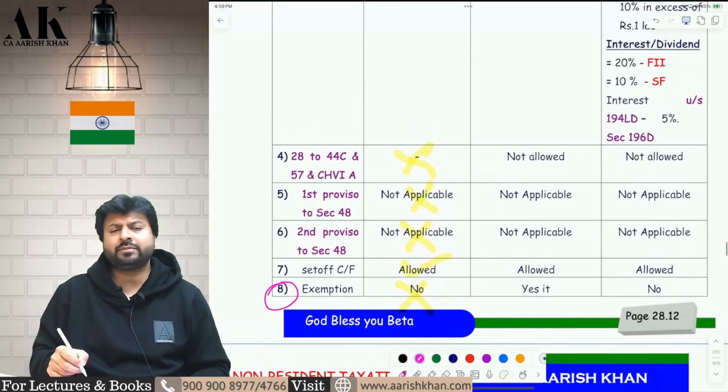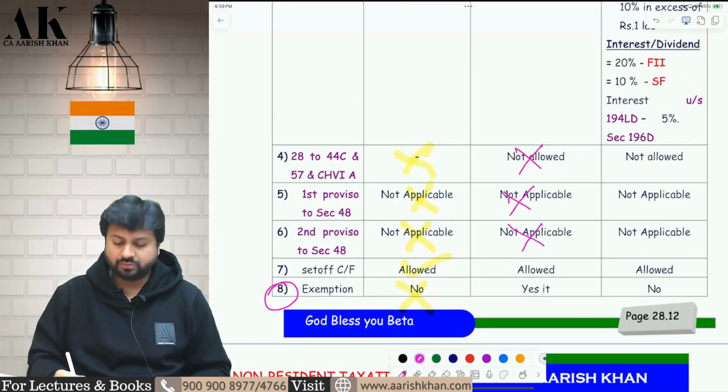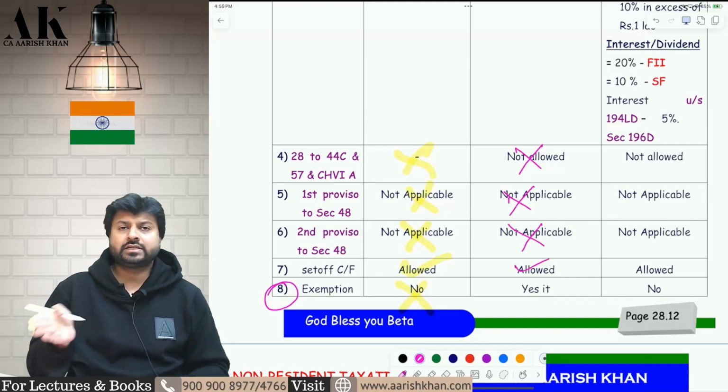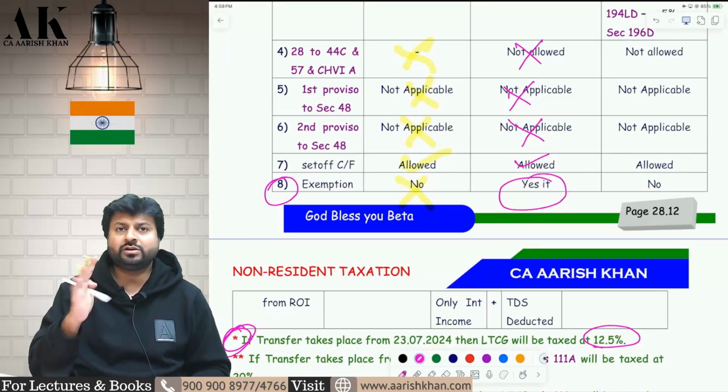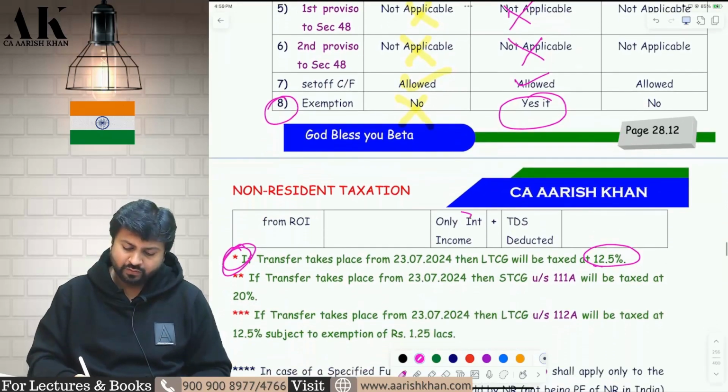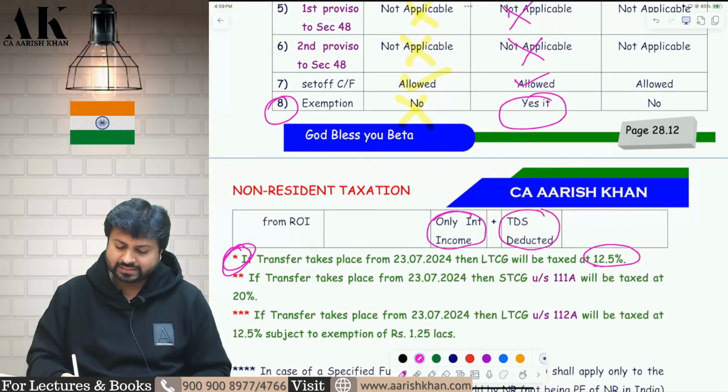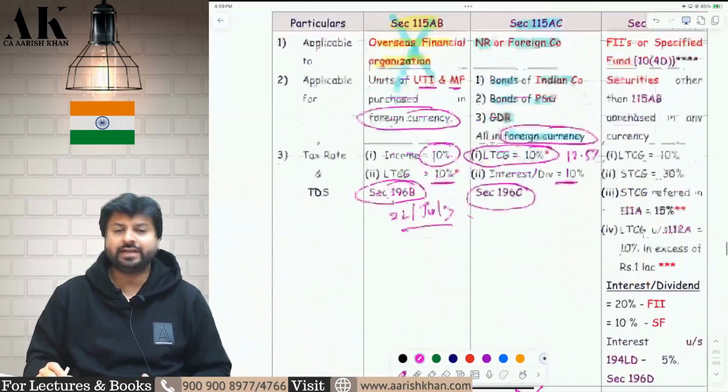How are the rest of the points the same, sir? No deductions will be allowed. The first proviso is not applicable, the second proviso is not applicable. Losses, if there are any, you can set off against this income. And exemption, yes. Are you getting exemption from filing ROI? Yes. If you fulfill two conditions, no need to file ROI. First, you earn only interest income, and second, TDS is deducted. If these two conditions are fulfilled together, then there is no need to file any return.